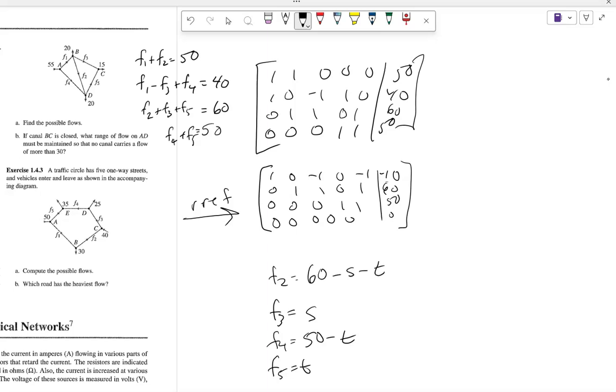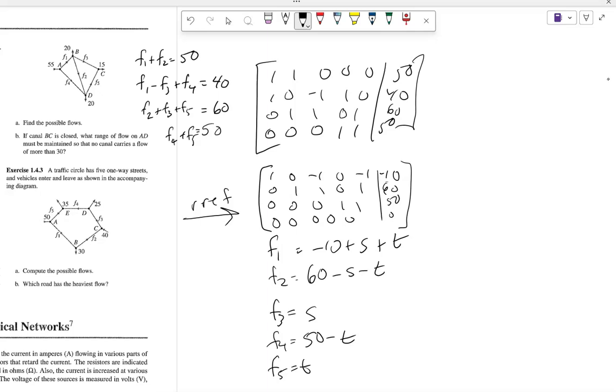Good. So again, we would put S in for F3, T in for F5, and subtract over. So you get minus S minus T. What would be F1 then? Good. Okay, are we okay with reading the solutions?